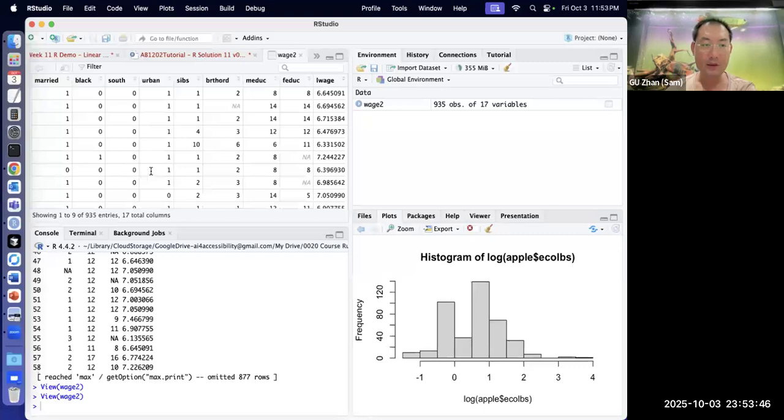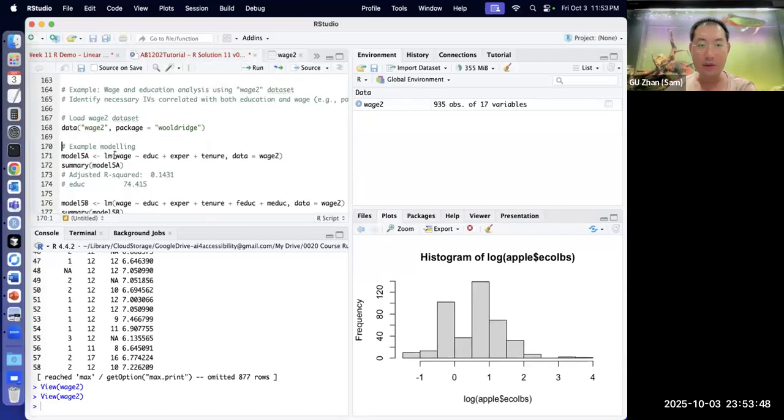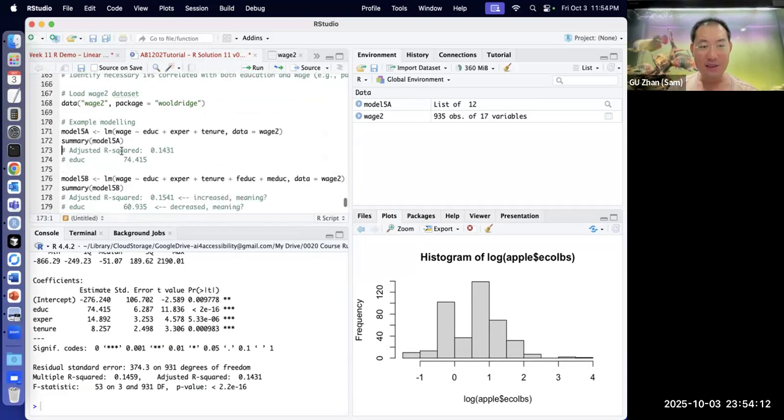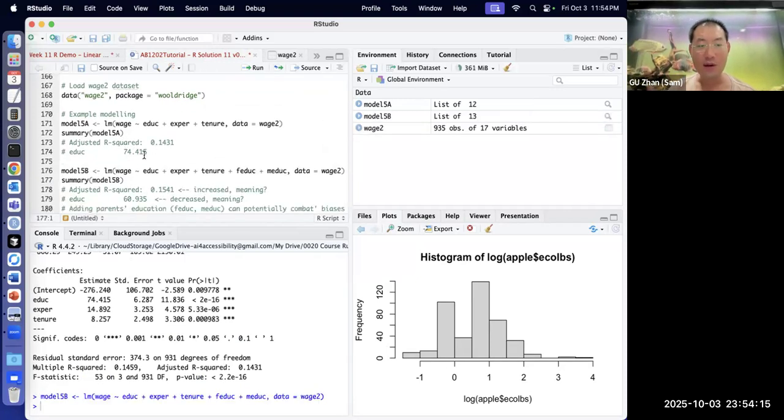So the first thing is we run a regression model, just a normal multiple linear regression, and we interpret it. What I'm seeing is that education, experience, and tenure are very significant. But R square is pretty small, again, about 14%. The education coefficient is 74. So basically, with 1 year more education, your hourly wage is $74 more.